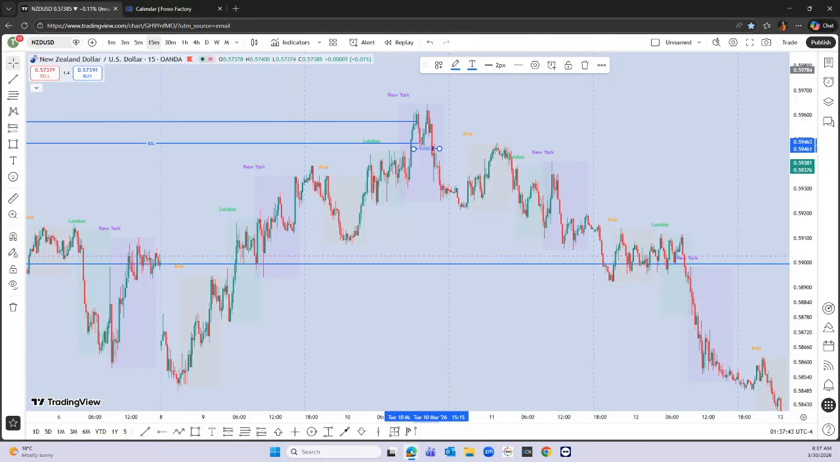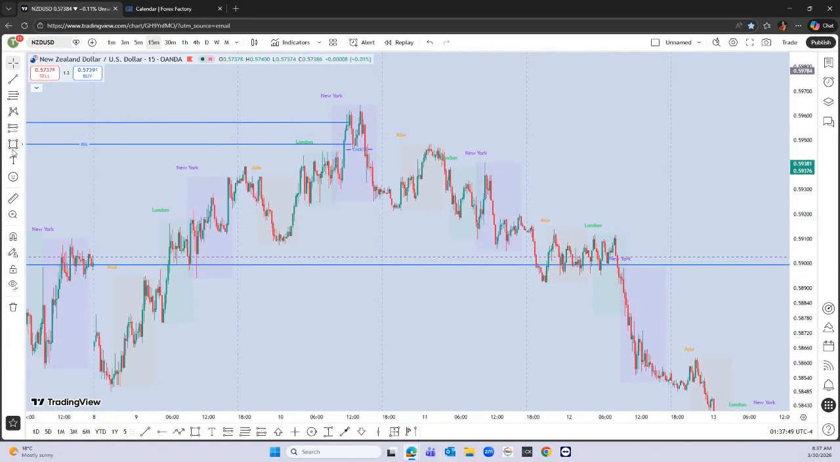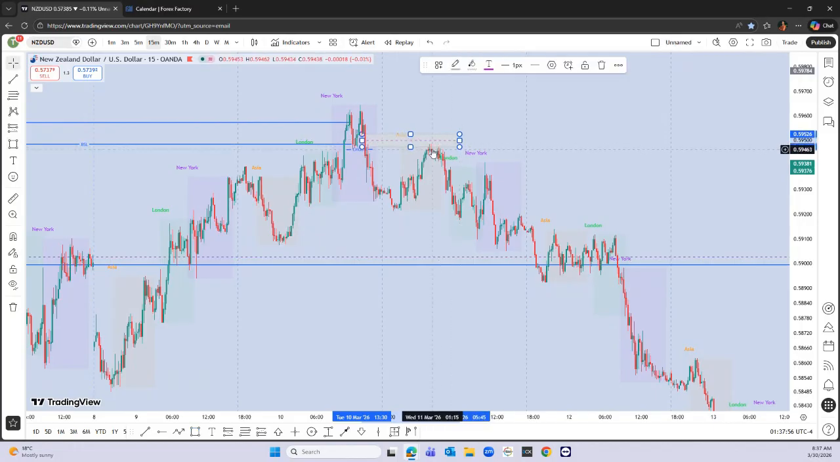Then step number 4, entry on pullback. So we wait for the price to pull back. When the price pulls back to this particular point, here we have a fair value gap. The price comes to that point, and then we see the price displace.